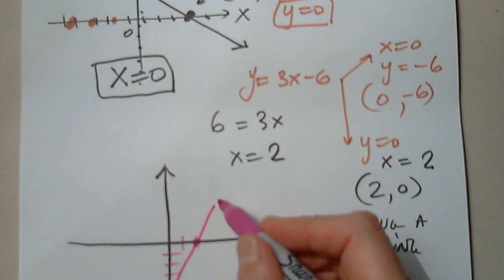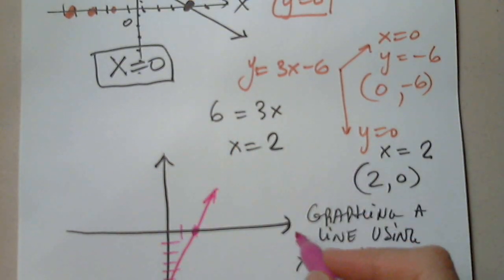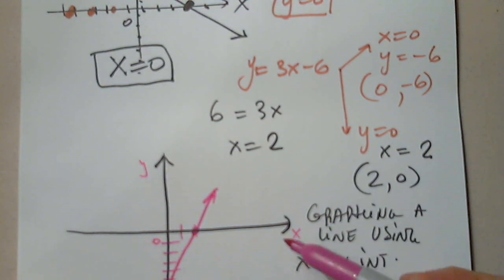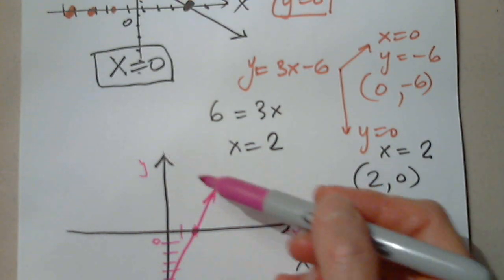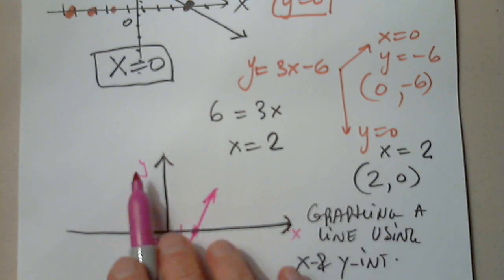Connect and extend. Sorry, I ran out of room. But we have to connect and extend. We always label the axis. These are the arrows in the positive direction. I saw it in the negative direction. There is no need, only the positive direction.